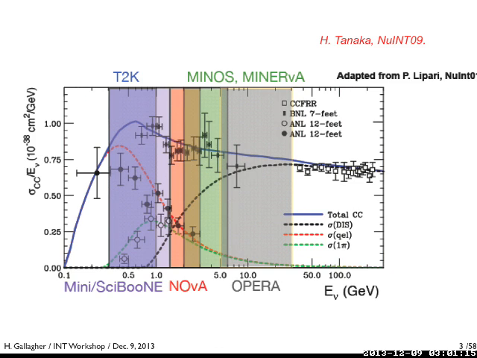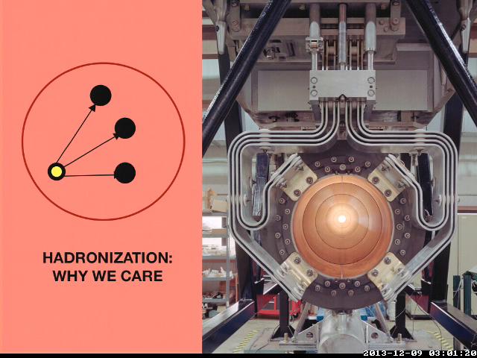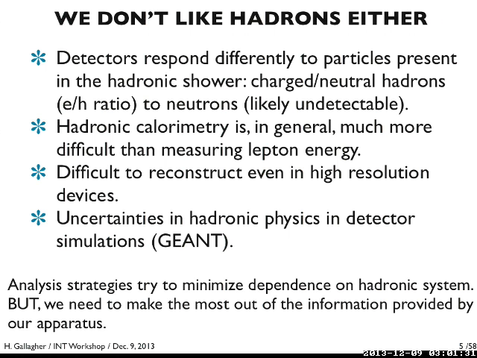Okay, so hadronization. Why do we, as experimentalists, care? If you were paying attention the first couple of days, you probably already got a sense of this. But as an experimentalist, I just wanted to tell you, we don't like hadrons either. We were hearing about how hard it is to calculate hadronic systems. If we could live without hadrons in our analyses, trust me, we would. Hadrons are just a hell of a lot harder to do anything with than the leptonic part of these events.